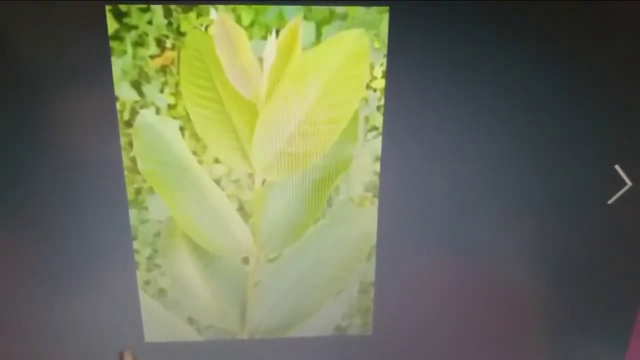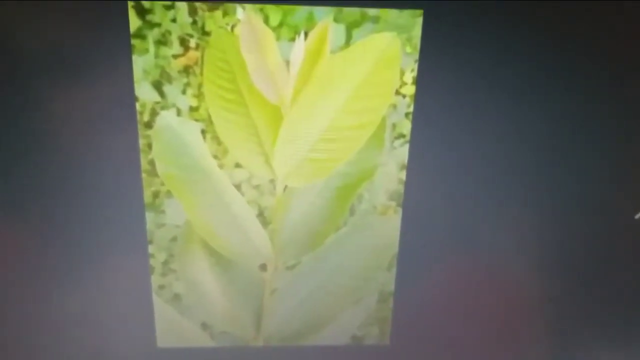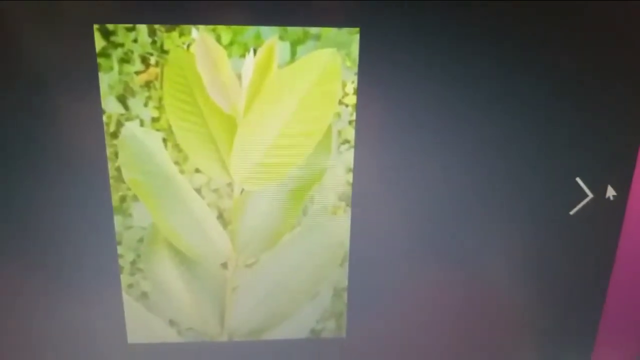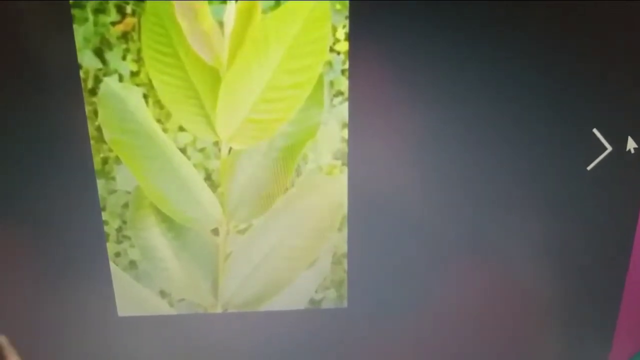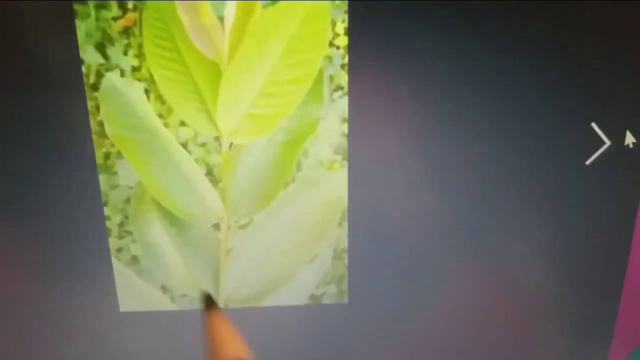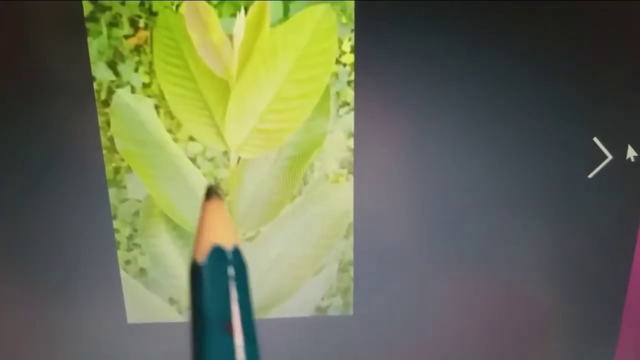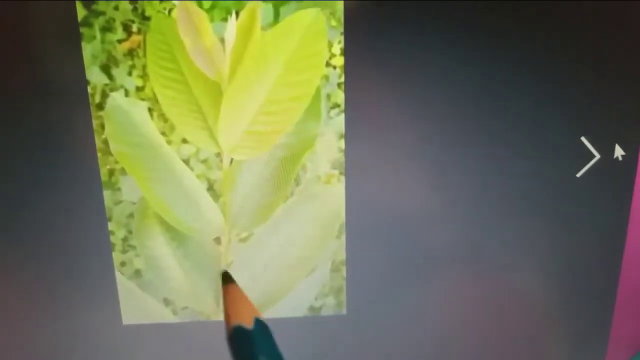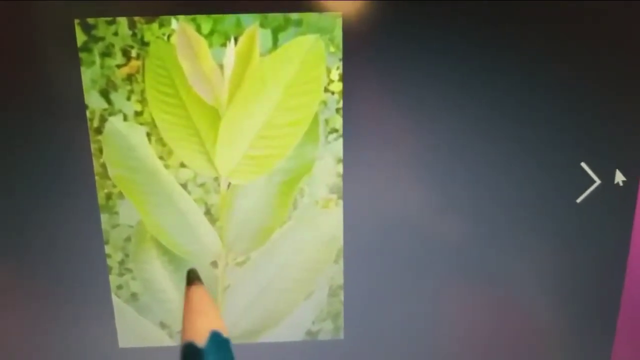In case of opposite phyllotaxy, two leaves develop from a single node. Opposite phyllotaxy is of two types. Firstly, opposite superposed, where the consecutive pairs of opposite leaves are arranged in one plane. That means one set of leaves is above the other; one set of leaves and the other set of leaves are in the same plane. It's called opposite superposed.